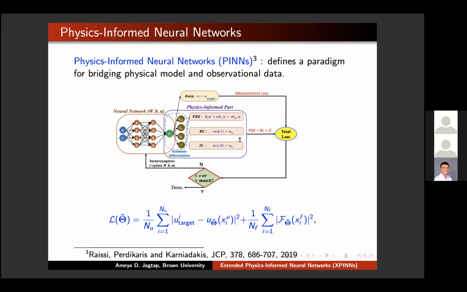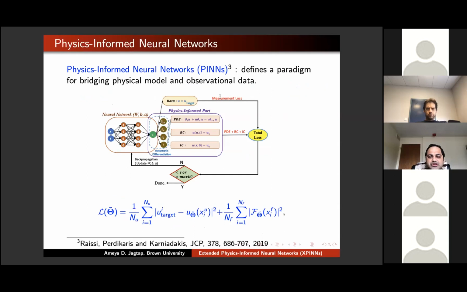Physics informed neural network essentially defines a paradigm for bridging the physical models and the observational data. We have a neural network here, and we are trying to match the output of the neural network with the given data. That gives us a measurement loss, given by this first term here. At the same time, the output of the neural network should also satisfy the physical laws. So this is the physics informed neural network, which gives the PDE loss given by this residual term. This F is the PDE residual here.